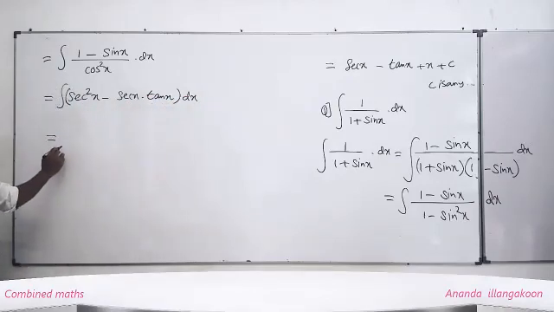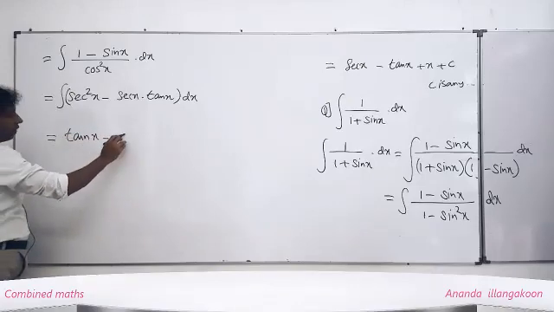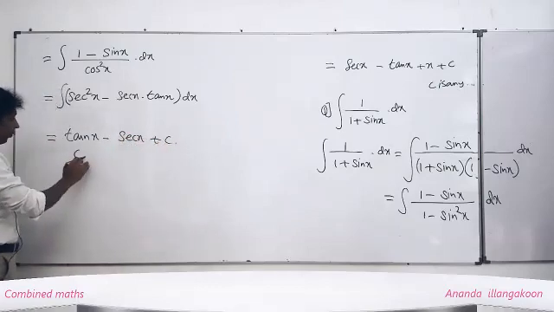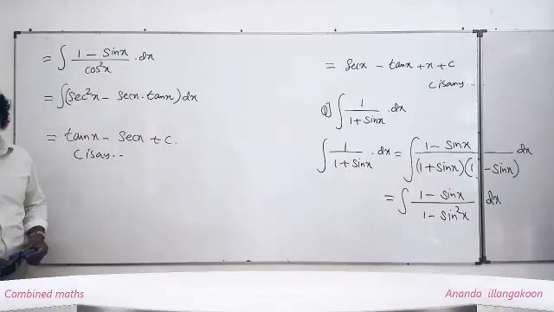The integral of sec squared x is tan x. Sec x tan x means sec x, plus c. C is any constant. Like that we can take that answer.